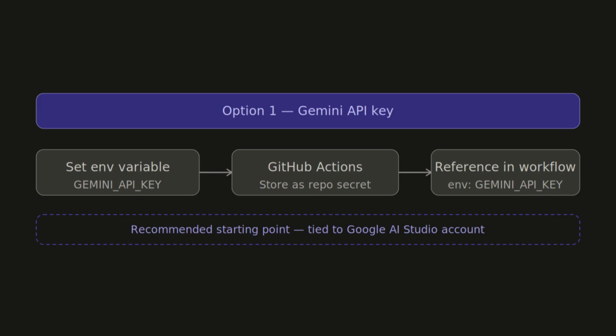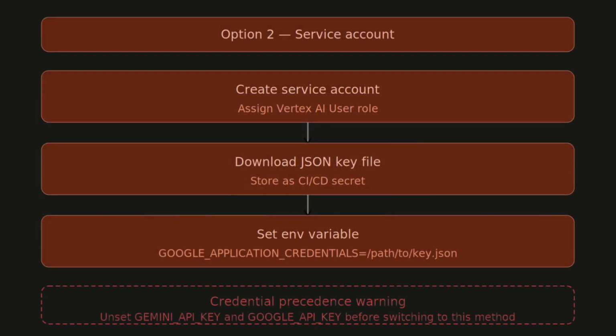The API key is tied to your Google AI Studio account and subject to its rate limits. For enterprise environments or where your organization restricts API key usage, use a Google Cloud service account with Vertex AI. Create a service account, assign the Vertex AI user role, and download the JSON key file. In CI/CD environments, this credential file is typically stored as a secret and written back to disk during the pipeline run. One important note: if you have previously set Google API key or Gemini API key, you must unset them when switching to service account authentication.